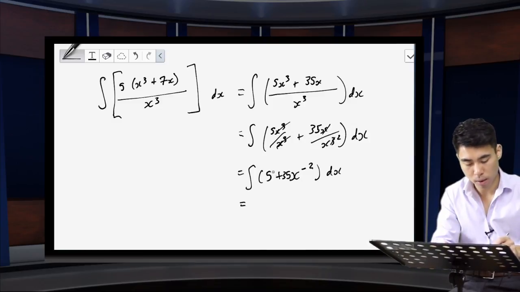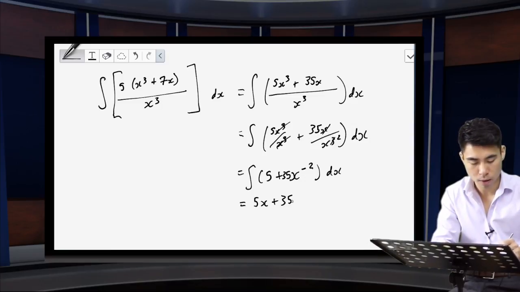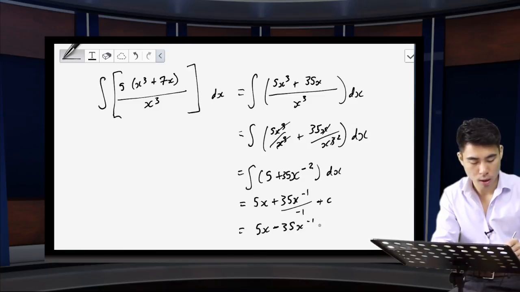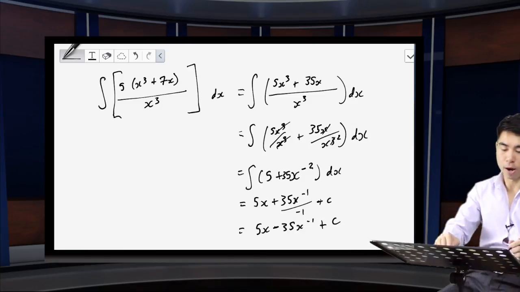So integrating term by term, my constant becomes a linear term. Now this one, 35x to minus 1 divided by minus 1 plus c. And then just tidying this one up, 5x minus 35x to minus 1 plus c. That'll be my final answer for this one.